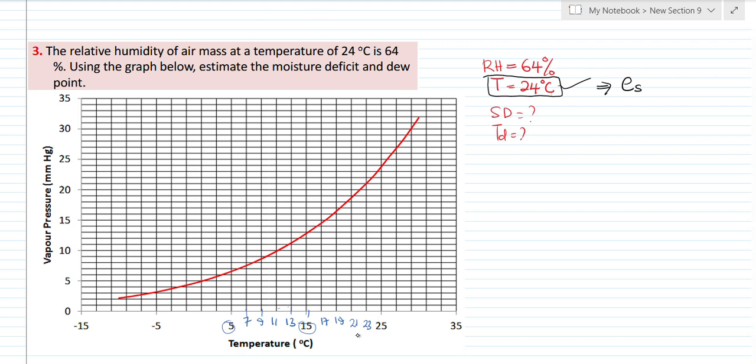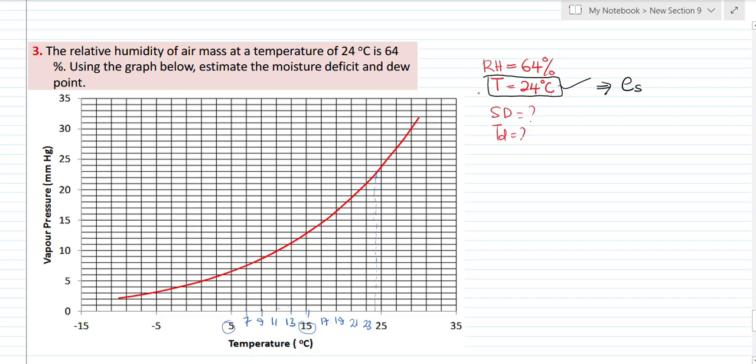All right, so 24 will be in between 23 and 25, right? So the middle. 24 will be somewhere here in the middle. So let's trace it. We touch the curve. Now it's not straight, but if you have a ruler and you trace it, you get a straight line, right? The reason why we are tracing this 24 is because this curve relates the vapor pressure and temperature. So if I trace the temperature, I can get a corresponding vapor pressure.